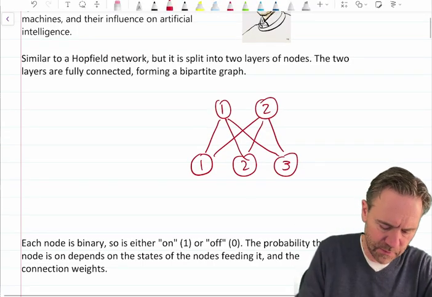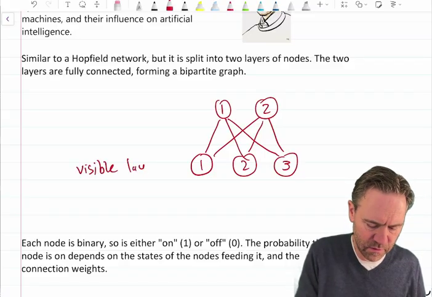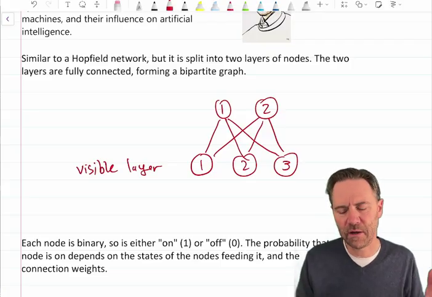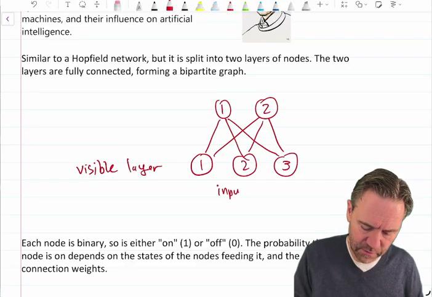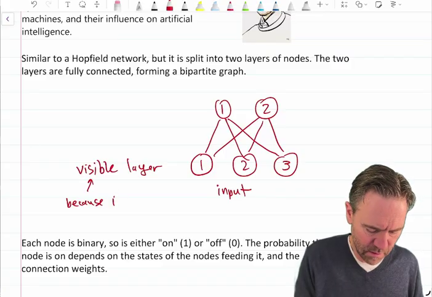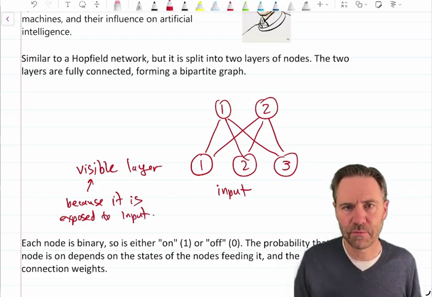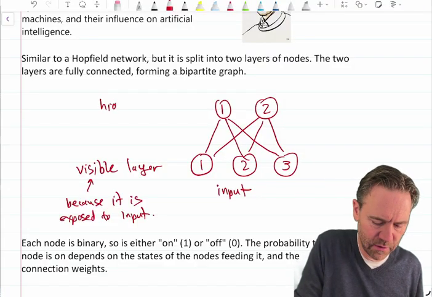So this first bottom layer is called the visible layer. It's called visible because it's basically exposed to the input. So input comes in here. It's visible in the sense that your retina is input to your visual system, and it's visible to an optometrist. Now up here is the hidden layer.